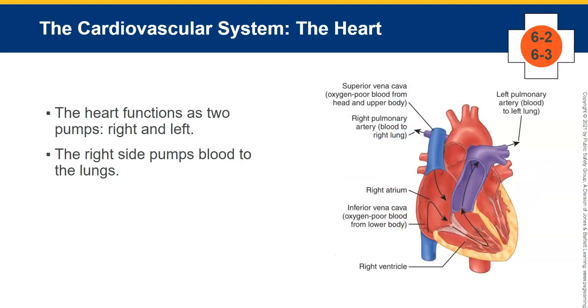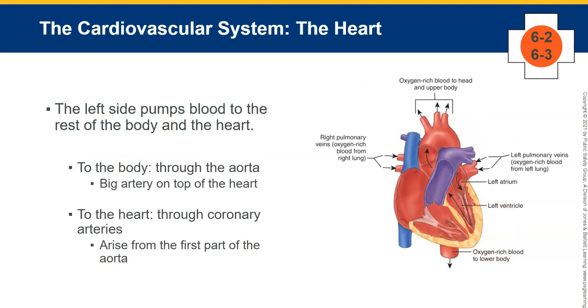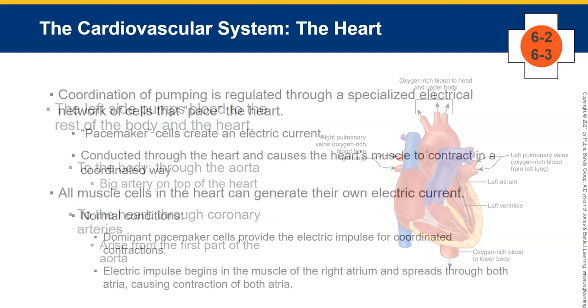The heart functions as two pumps, a right-sided pump and a left-sided pump. The right side pumps blood to the lungs. The left side pumps blood to the rest of the body and the heart. It goes from the body through the aorta to the heart through the coronary arteries.